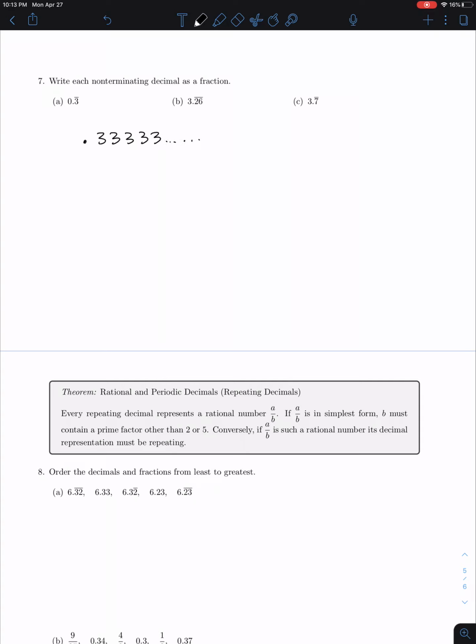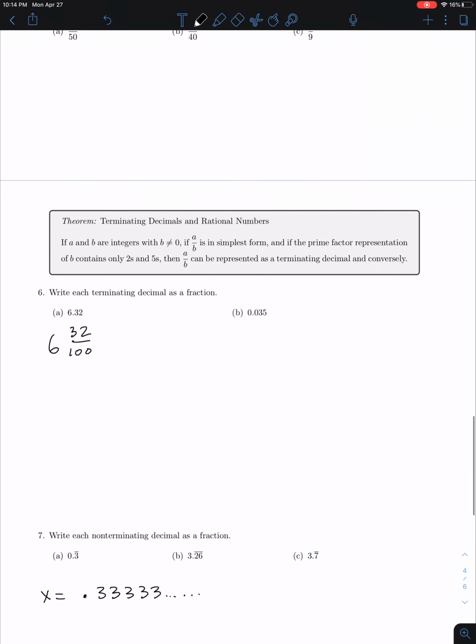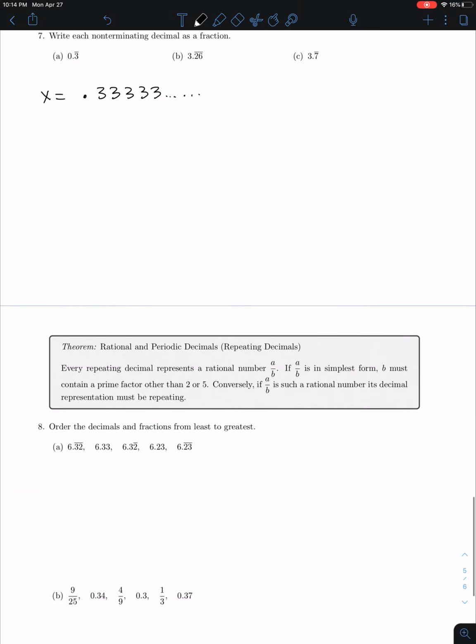So the way we want to do this is to start off by letting x equal this repeating decimal. And now we want to do the same trick we were working on in problem 4. In this case, I want to multiply this equation on both sides by 10. If I multiply the x by 10, I'm just going to get 10x. But if I multiply 0.33333 times 10, that's just going to move the decimal 1 place to the right. So I'm going to end up with 3.333 repeating over and over and over.